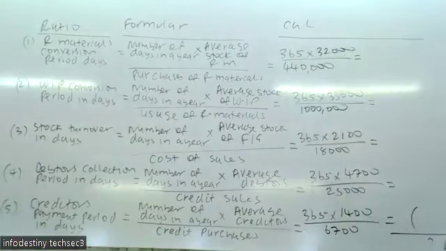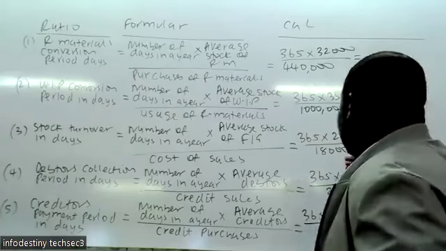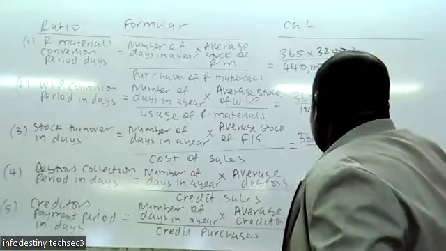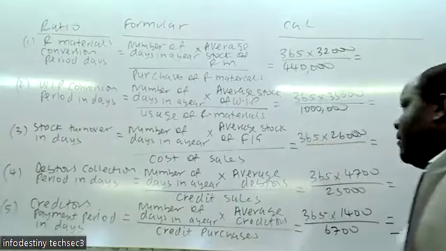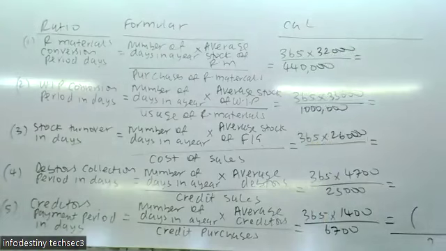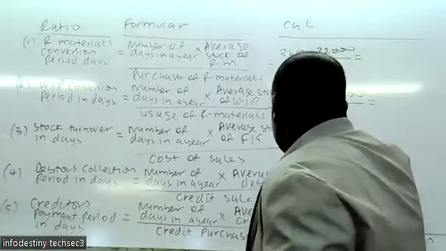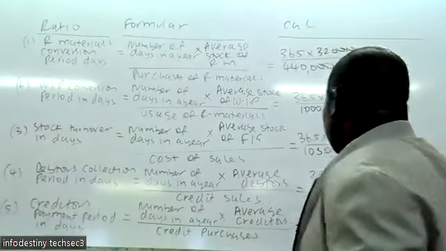The question has given you 1 million. Then stock turnover in days. When it comes to the stock turnover in days, it is simply number of days in a year, average stock for the finished goods. So finished goods, this one is 26,000. We divide by the cost of sales. So total cost of sales is given as 10, 15. We come up with that.